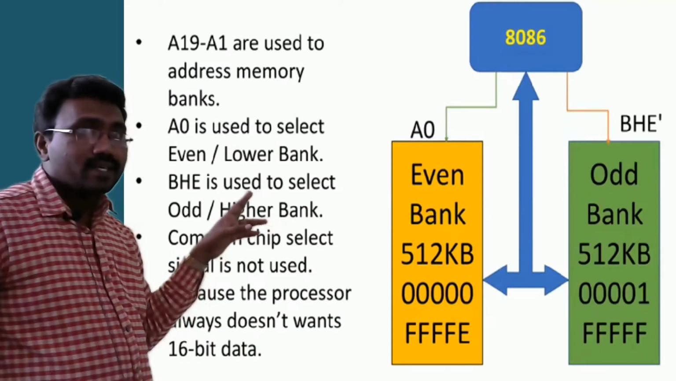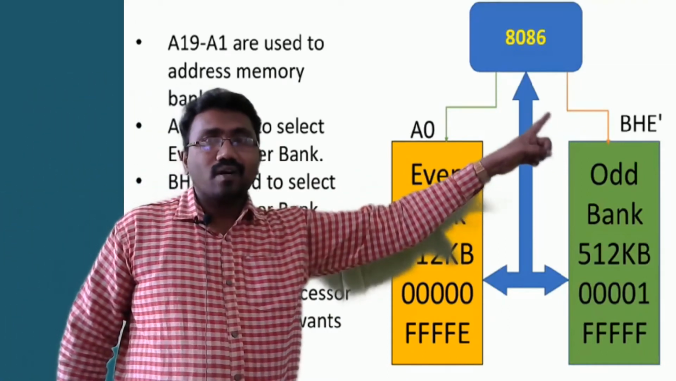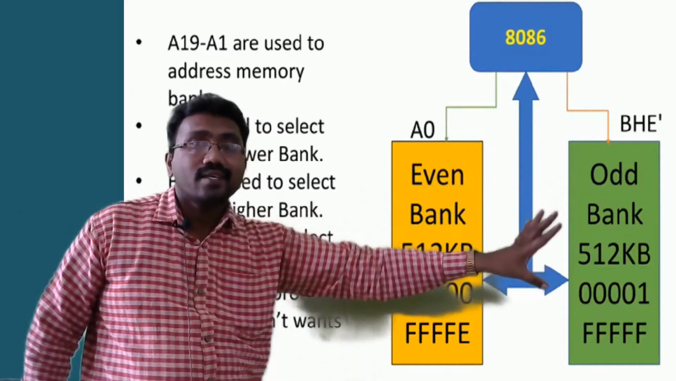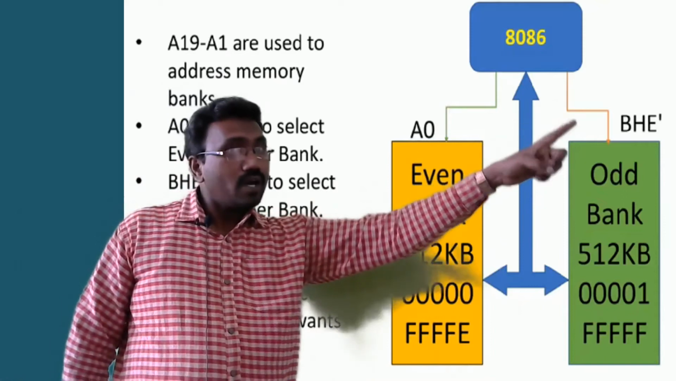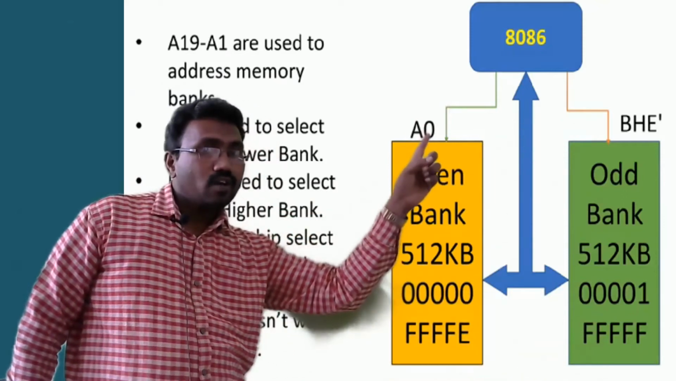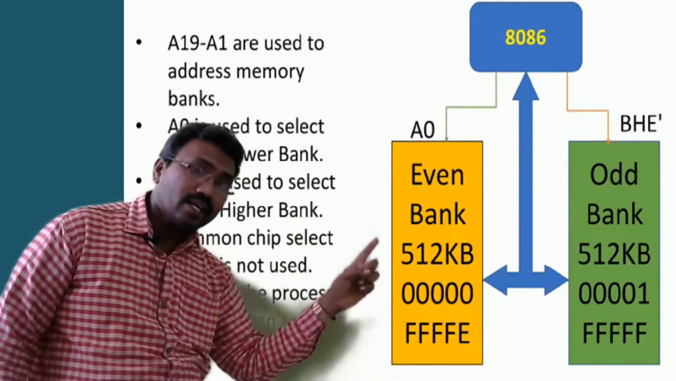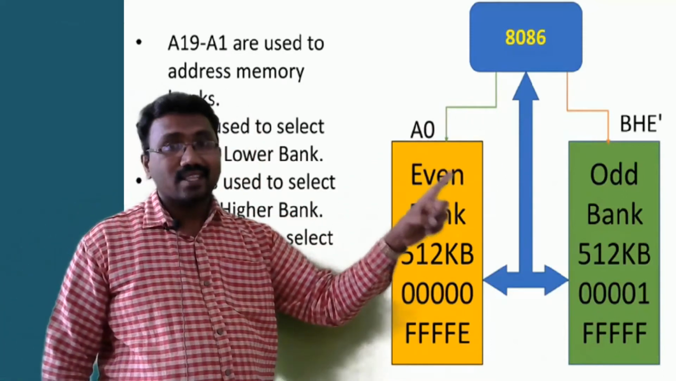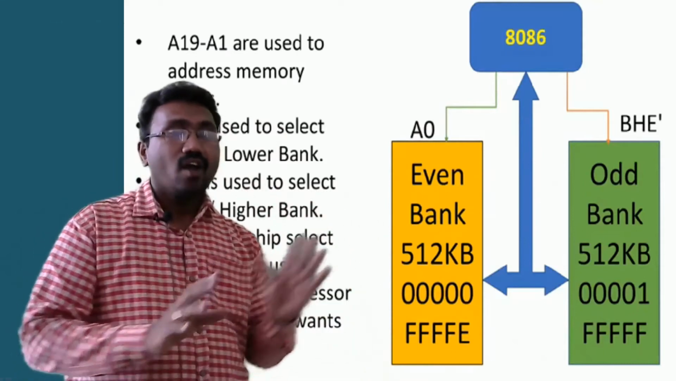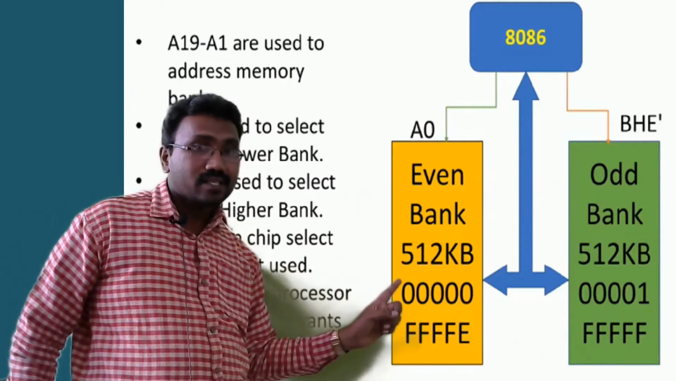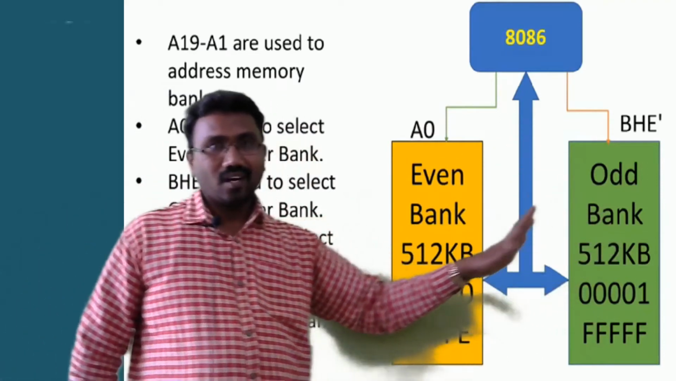BHE is used to select the higher bank. If the BHE bar signal is 0, the odd bank is enabled. If A0 is 0 and BHE bar is 0, both are zeros, then both the even bank and the odd bank are selected for the memory access. At that time the processor wants to access 16-bit data, one byte from the even bank, the even addressed data, and one from the odd bank, the odd addressed data. Got the point? Is it clear?